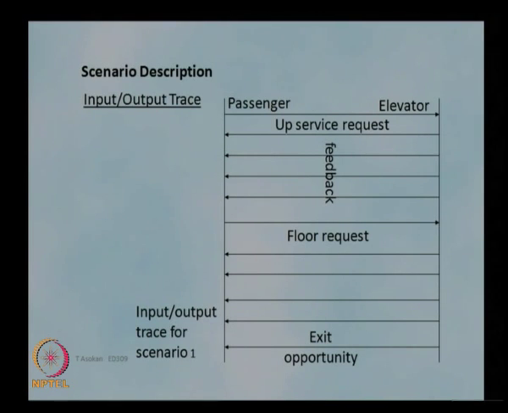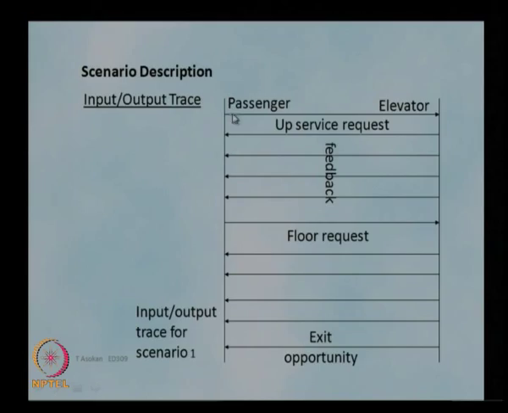So to describe the scenario, we can actually use a method called input output trace. So here the input output trace basically gives a pictorial representation of the scenarios. Here the vertical lines represent the interacting people, the passenger and the elevator, or the system components, the system or the external system, and the horizontal arrows represent the communication between system and the external system. So here the passenger is an external system and elevator is the main system which we are interested in.